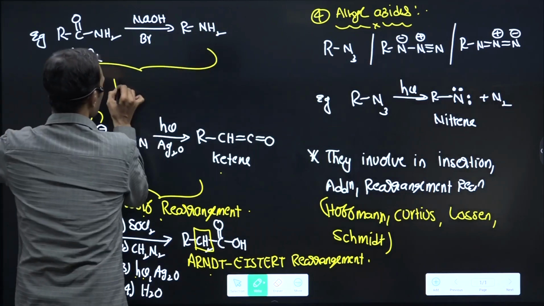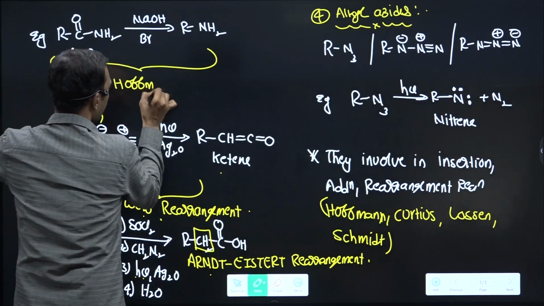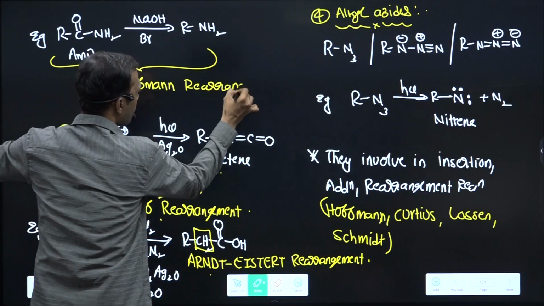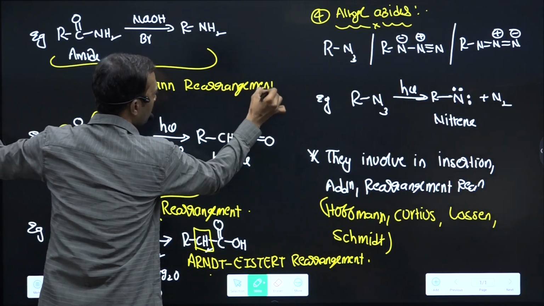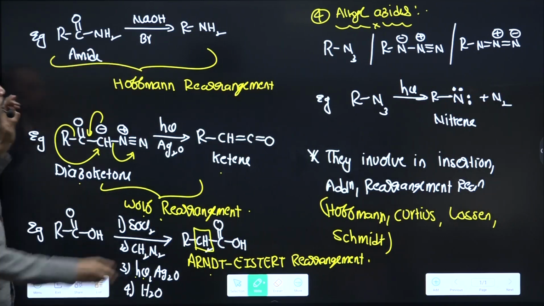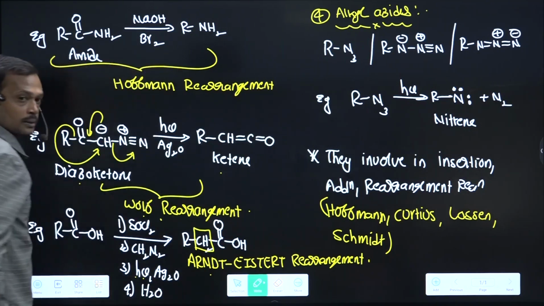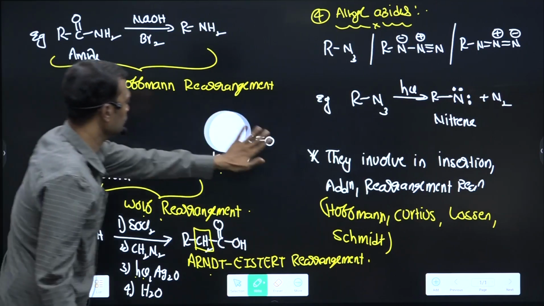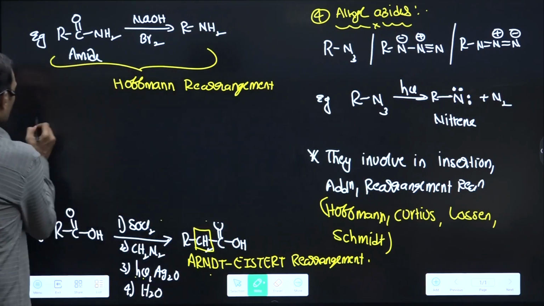Primary amide to what? Hoffman rearrangement. Conversion of primary amide to primary amine, reacting with sodium hydroxide and bromine. So what is the intermediate? Nitrene. Nitrene intermediate. Okay.